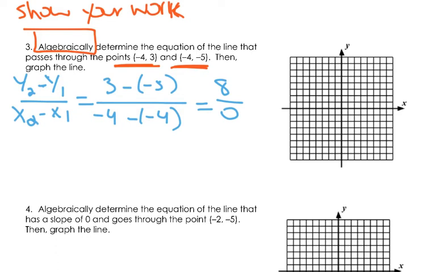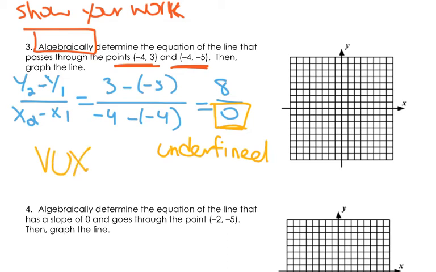Every time something is being divided by 0, this means that it is undefined. Okay, we can't divide anything by 0. It doesn't make any sense. So this is actually undefined. Well, when the slope is undefined, that's actually a vertical line, VUX. Okay, and the equation is x equals.